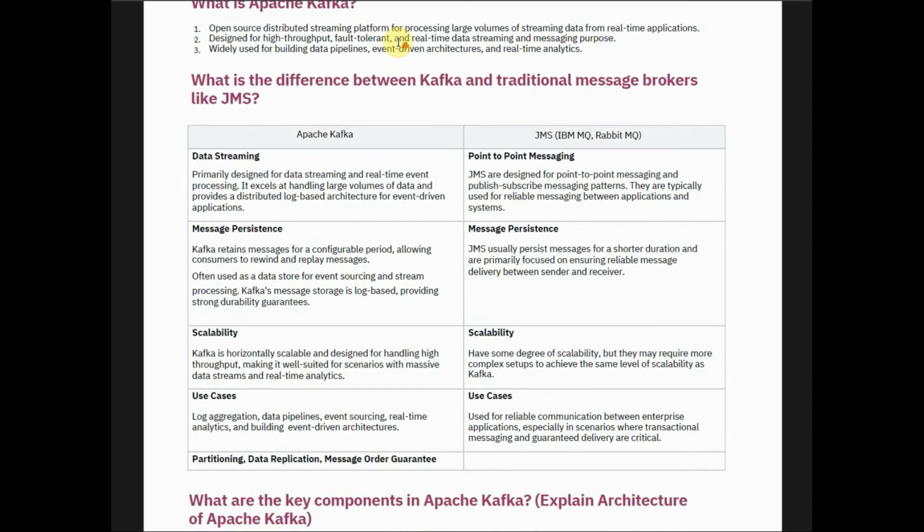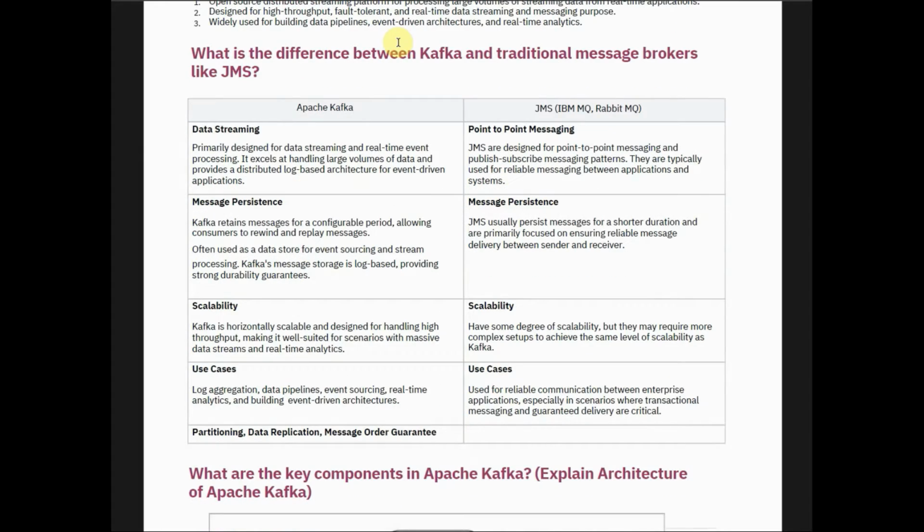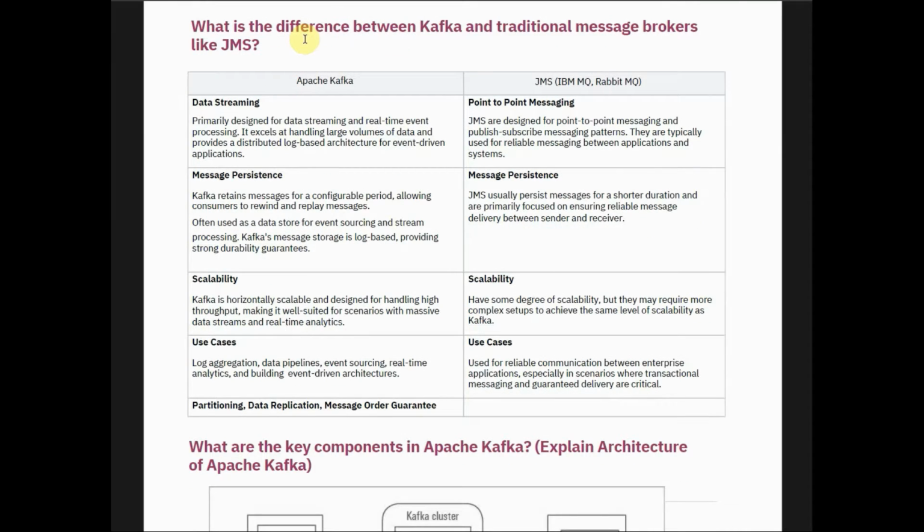Next question is, what is the difference between Kafka and traditional message brokers like JMS? Well, I have listed down the differences based on the features they offer. And the first, data streaming. Apache Kafka is primarily designed for data streaming and real-time event processing. It excels at handling large volumes of data and provides a distributed log-based architecture for event-driven applications. On the other hand, traditional brokers like IBM MQ, RabbitMQ use point-to-point messaging and publish-subscribe messaging patterns. They are typically used for reliable messaging between applications and systems.